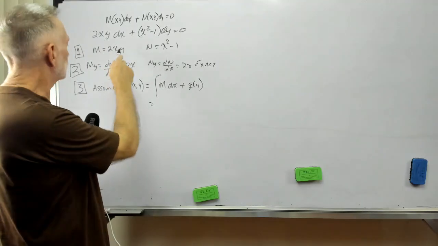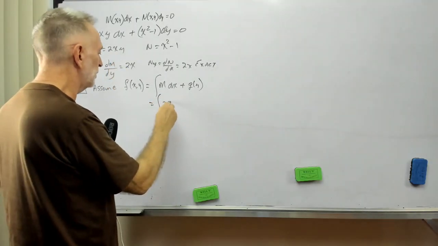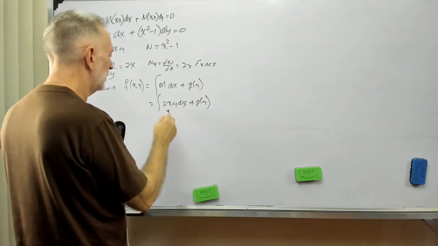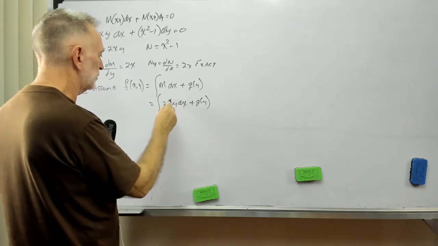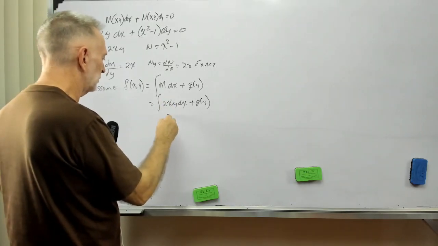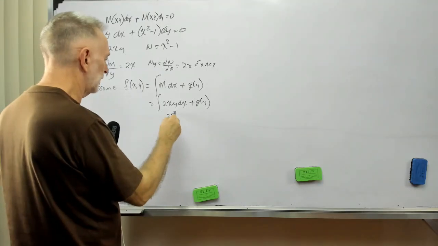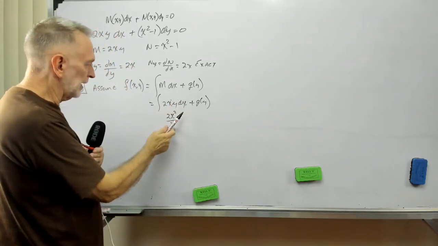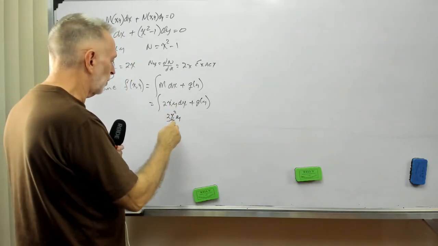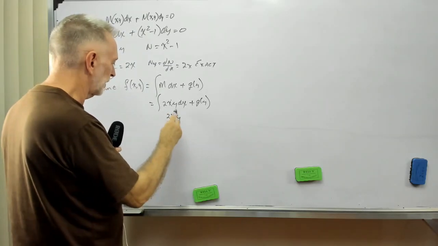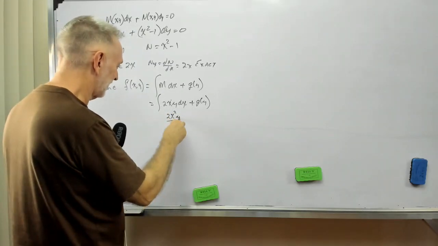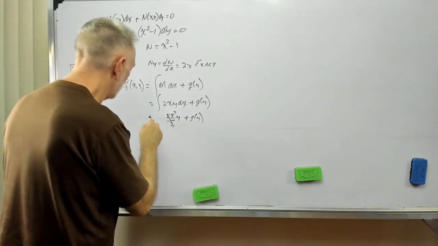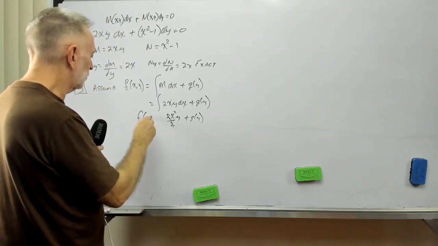So M was 2xy, so I'm taking the integral of 2xy dx plus g of y. The integral of this: x is to the first power, so I raise the power by 1 to get 2x squared, then divide by that new power, 2, times y. Okay, those twos cancel, plus g of y. That's what I'm thinking f of x, y is.